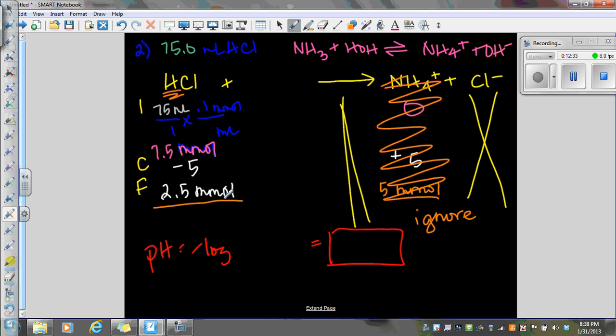So what I do is I calculate the concentration of my strong acid. 2.5 divided by 175 gives us 0.014 molar. So now I want to calculate the pH of that solution. So negative log of 0.014, and I get 1.85, which is the pH when we have added 75 milliliters.